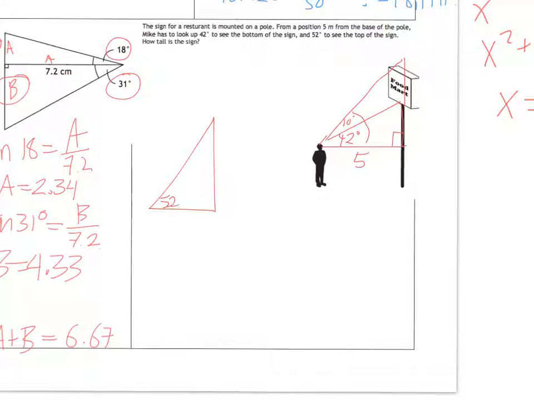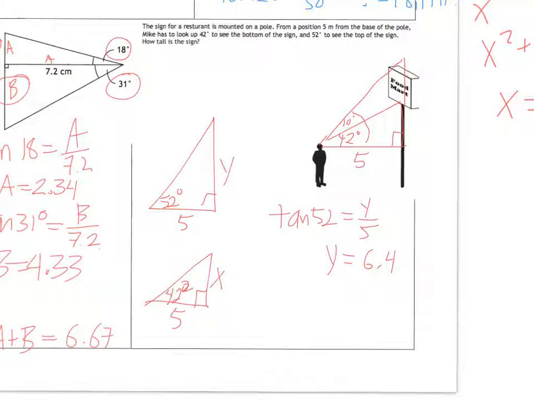So this would be 52 degrees, this is the big triangle, 5, and let's call that y. This is the small triangle, and let's call that x. This would be 42 degrees. So looking at this, we're looking at a tangent of 52 is equal to y over 5. So 5 times tangent 52. Y equals 6.4, and that's meters.